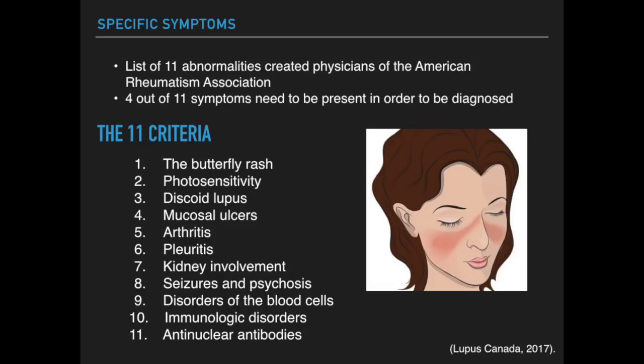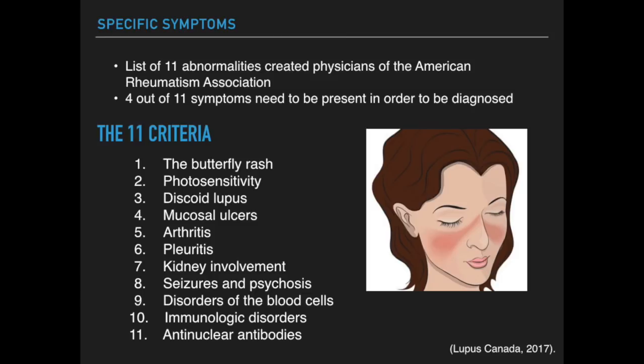Number 2, photosensitivity, which is the skin's reaction to sunlight. Number 3, discoid lupus, which is a scaly rash that appears on the face, scalp, arms, or chest. Number 4, mucosal ulcers, which are sores that occur on the mucous lining of the mouth and nose. Arthritis, which is number 5 and causes pain in the joints.